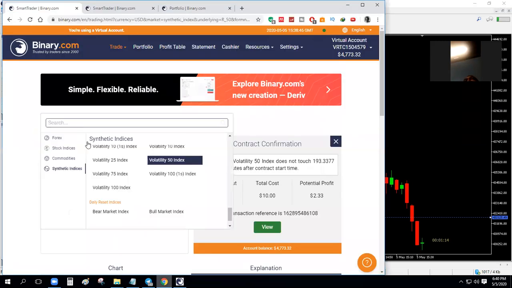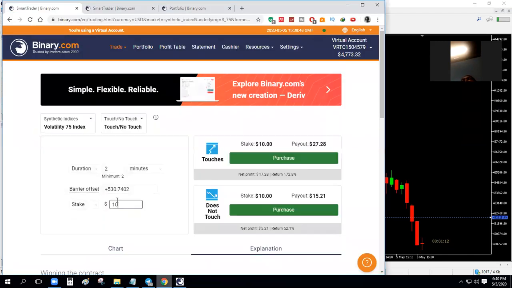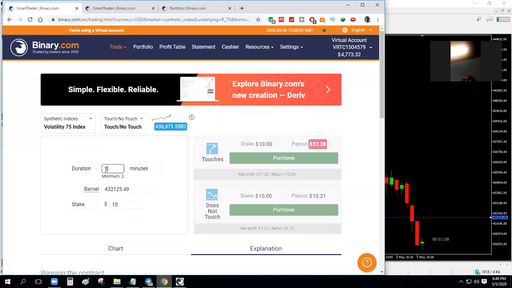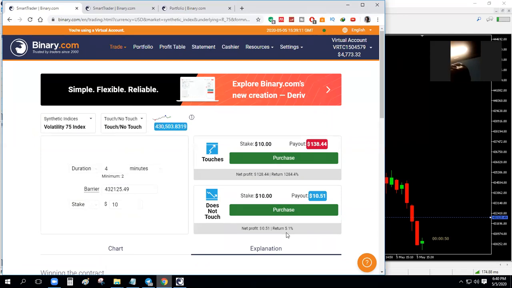I look for 75 here. I'll enter my value here, paste. I'll choose this one as 5 minutes, actually 4. Then I will choose the option here. If the payout is good, if the return is at least 15%. If it is not, I will not enter.